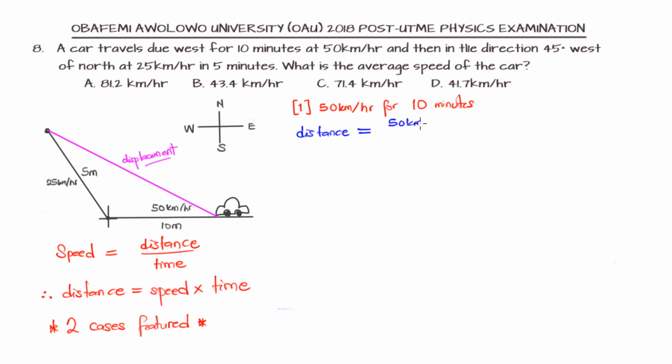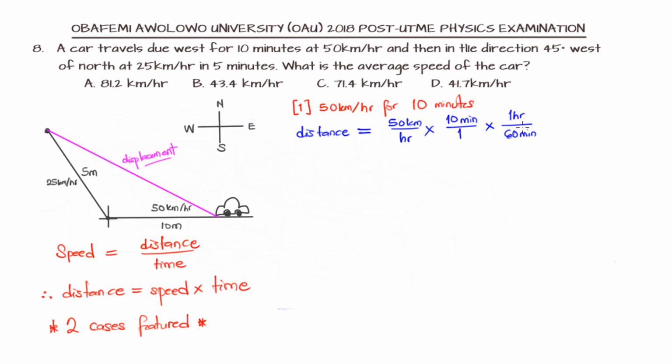So for the first case, when it's traveling at 50 km per hour for 10 minutes, the distance will be speed multiplied by time. Now the speed is 50 km per hour multiplied by the time. The time is 10 minutes. Okay. Now we have minutes and hour. We need to put them in the same units. This is where we are prone to make mistakes. So 10 minutes, let's say divided by 1, but now we know that 60 minutes makes 1 hour.